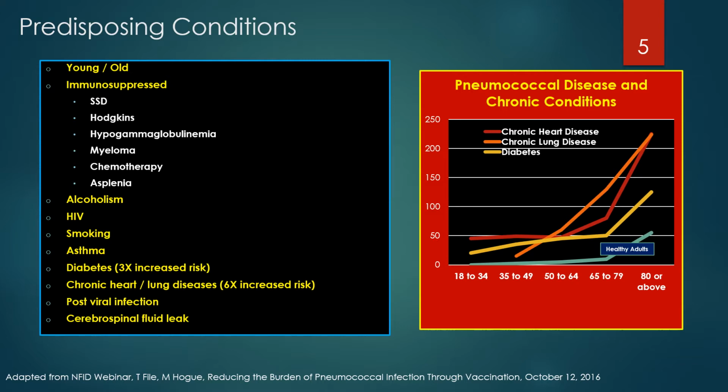Diabetes increases the risk of invasive pneumococcal disease by threefold, and either chronic heart disease or chronic lung disease increases the risk by sixfold. Most people over 50 years old have at least one predisposing condition.